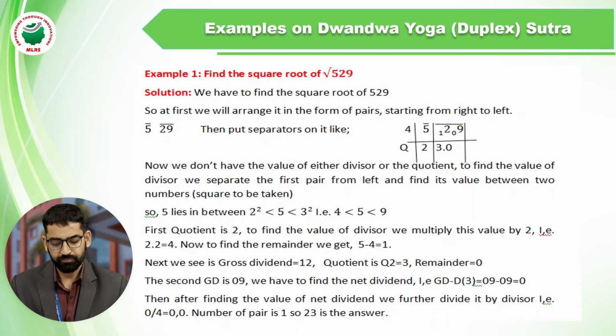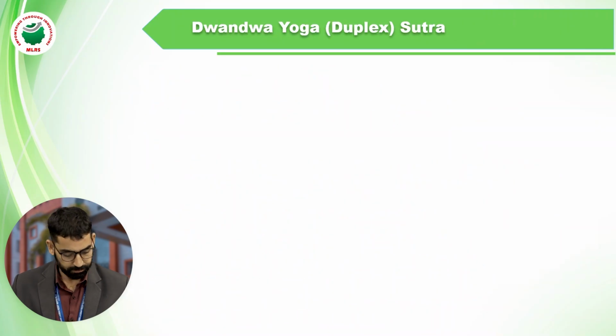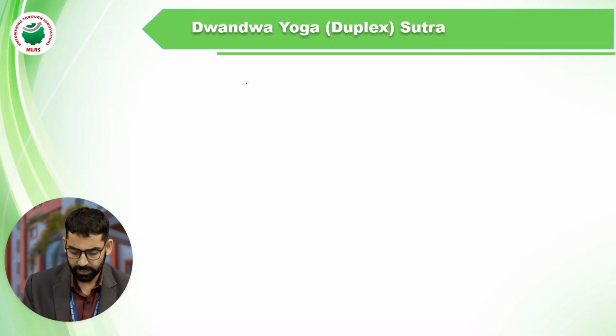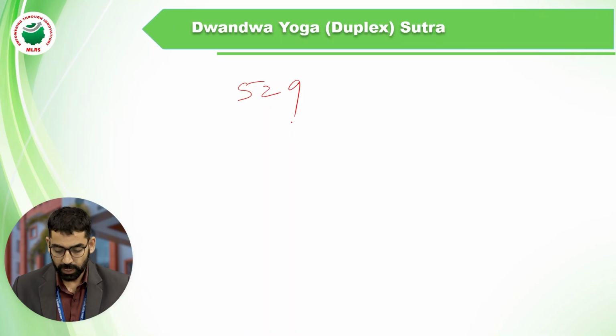At first we will arrange it in the form of pairs, but you should remember here that we have to start from right to left. We will solve this example here. I will take a plain page. So this is how we can take it, this is 5, 29, and we are here to calculate the square root of this number.